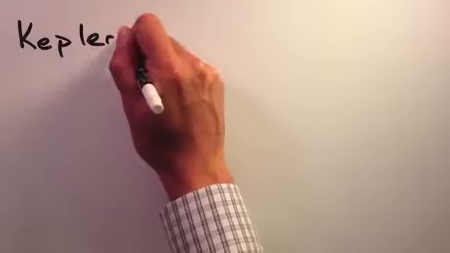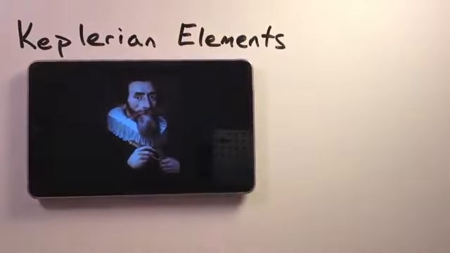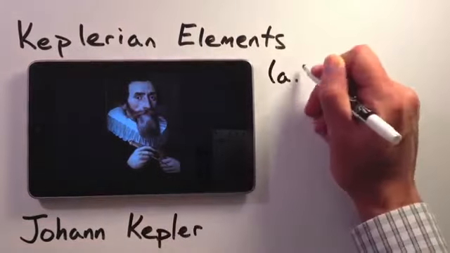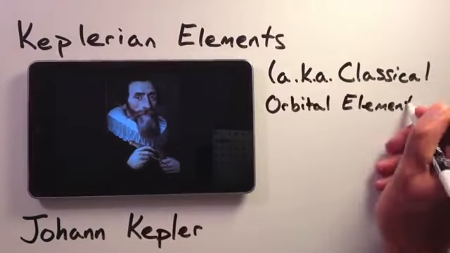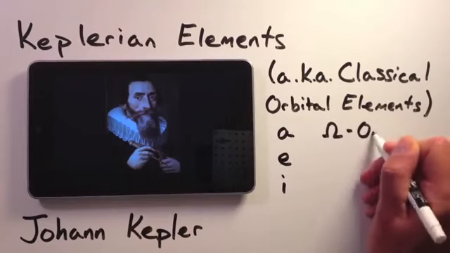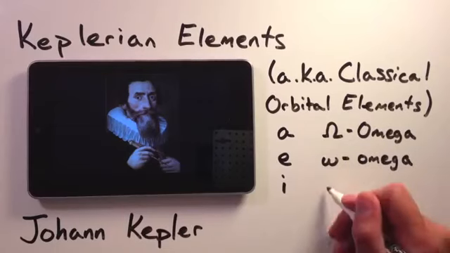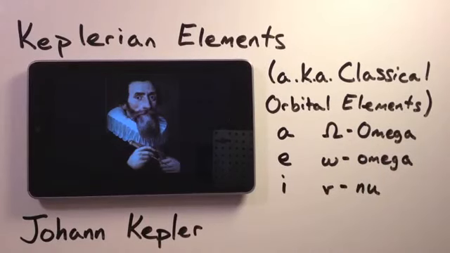The Keplerian elements are a completely different way of describing a satellite orbit. These are named after Johann Kepler and are also frequently called the classical orbital elements. The way that I remember what these elements are is to think that it's almost like sounding out the vowels in the alphabet: A, E, I, O, O, and nu.